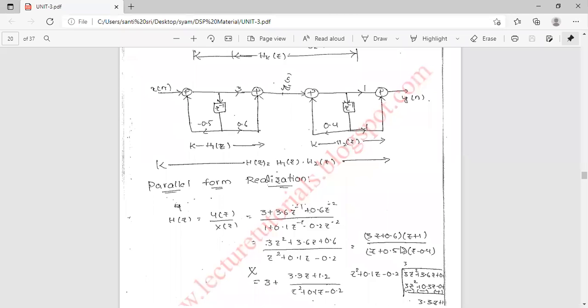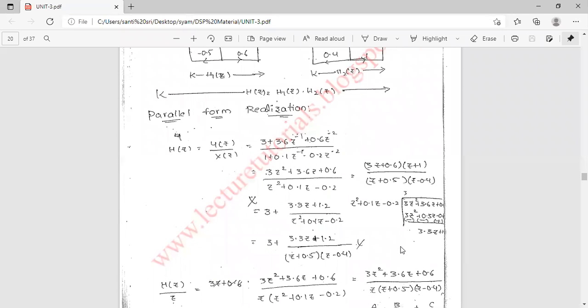So in parallel form realization, h of z is given as y of z by x of z, that is 3 plus 3.6 into z power minus 1 plus 0.6 into z power minus 2 by 1 plus 0.1 into z power minus 1 minus 0.2 into z power minus 2, right? We can write this by dividing and multiplying by z square, so that it will become 3z plus 0.6 into z plus 1 by z plus 0.5 into z minus 0.4.